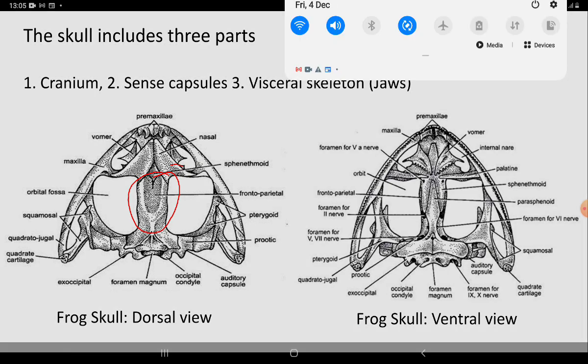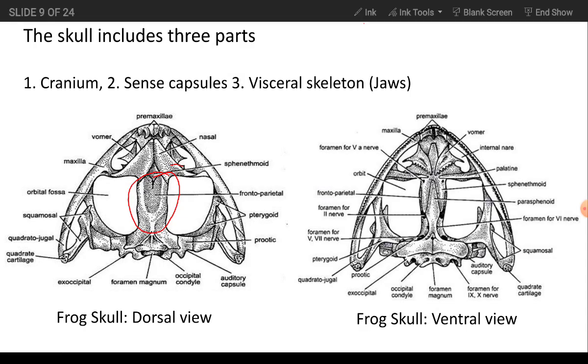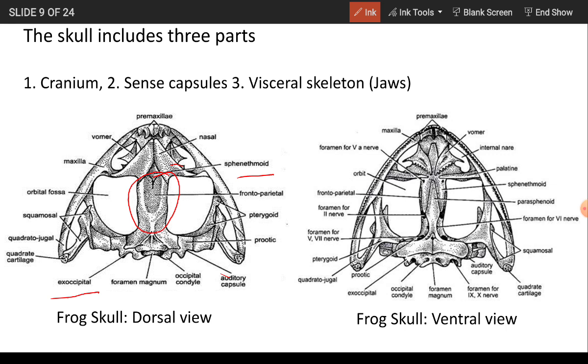Here you can see the frontoparietals extending towards the anterior side, overlapping the spine ethmoid bone, and also extending posteriorly where they overlap the exoccipitals. Anteriorly it articulates with the nasal bones, while posteriorly with the prootic bones and the occipitals.